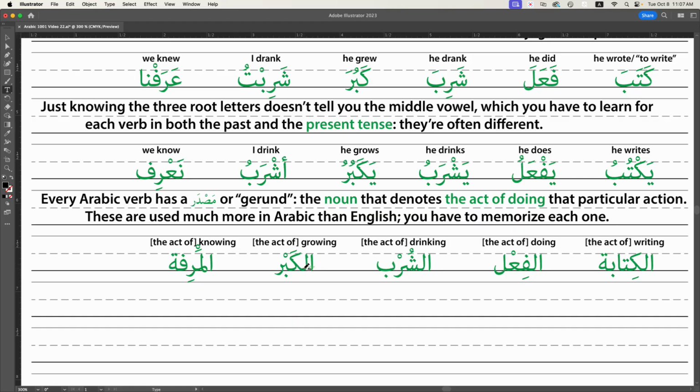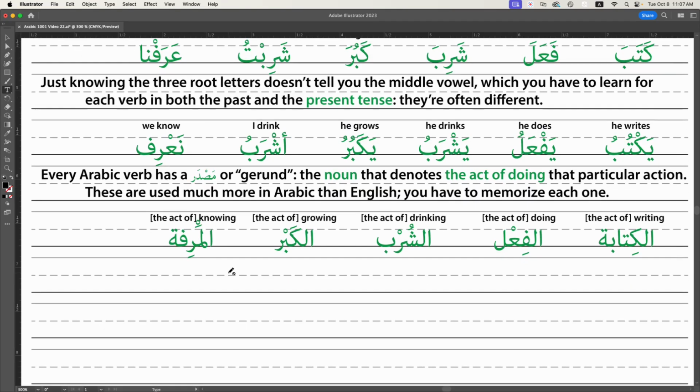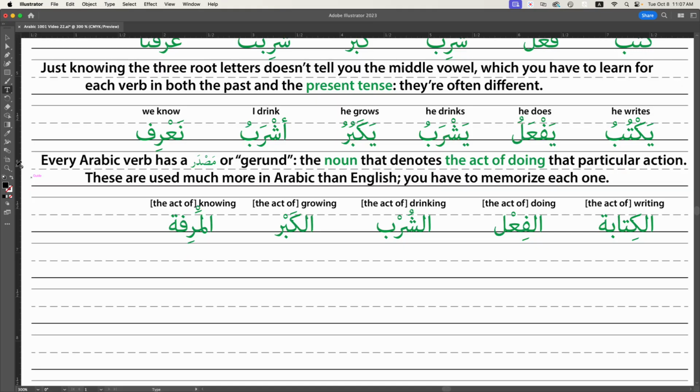So kabr is the act of growing. Al-ma'rifa is the act of knowing something. We use these way more in Arabic than we do in English. I'll go into them in great and loving detail in a couple of the later videos in this particular series, and we'll get to know them much better. We use them when we subordinate one verb to another, like I want to know something. In Arabic, we're going to say I want knowing something. But again, I'll get to that in great detail later. This is just for introductory purposes.